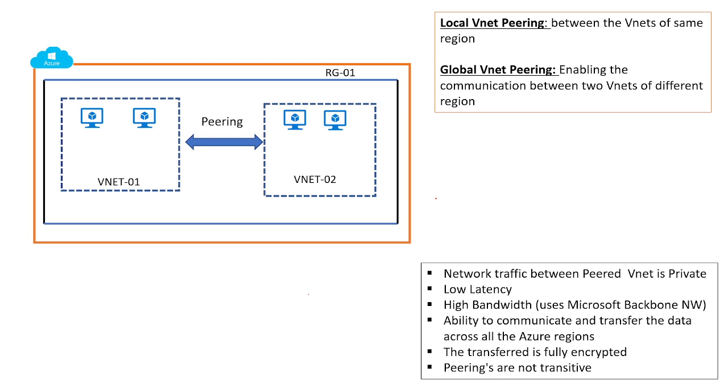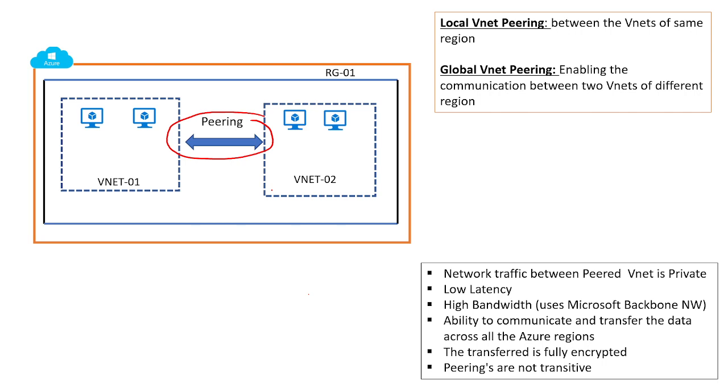If you look below, the network traffic between the peered VNets is private. If you establish the connection between two VNets, any traffic that flows between them is private and not public. It is a private network only; the internet does not come into the picture. And low latency means super speed, so performance will be good. High bandwidth: since the latency is low, bandwidth will be high.